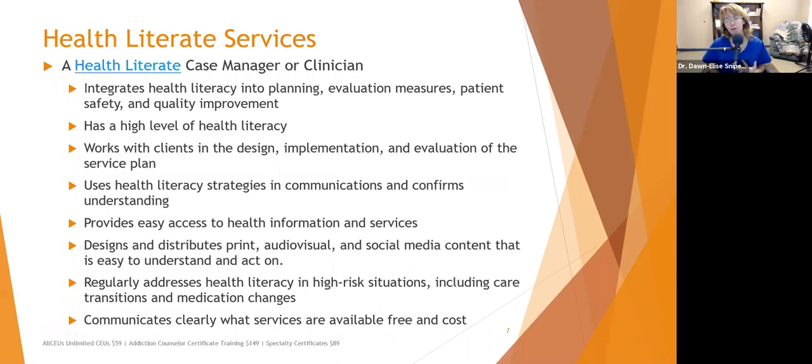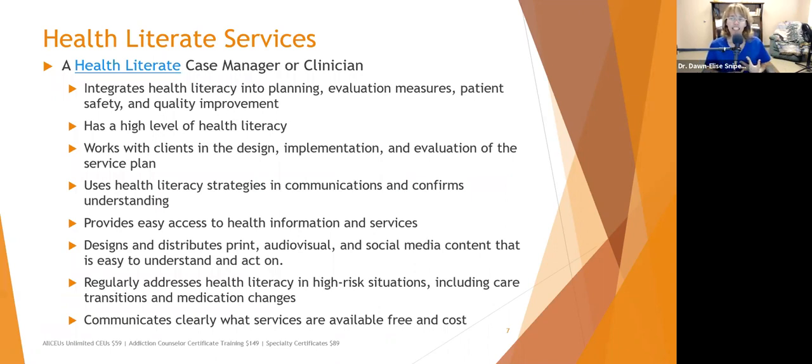We design, distribute, print, audiovisual, and social media content that is easy to understand and act on. So again, putting out this thing on Instagram that says sleep is so important for your health and mental health for these 3 reasons. Well, that's great, but that's not actionable, because people are going, okie dokie, what do I do with that? You want to put the information out there, identify why it's important to somebody, and give 1, 2, 3 steps they can take to start achieving that goal.